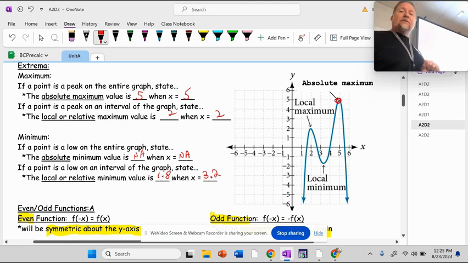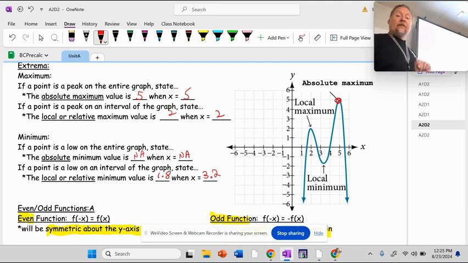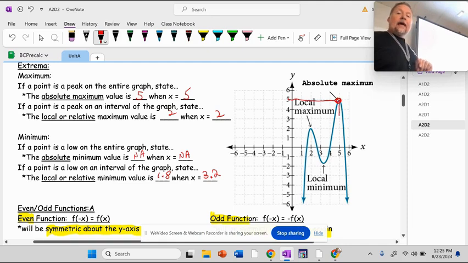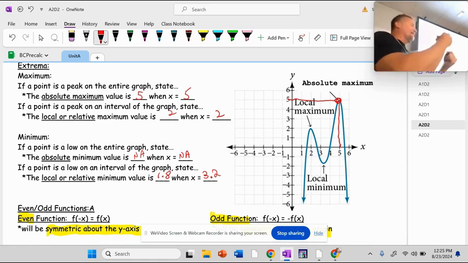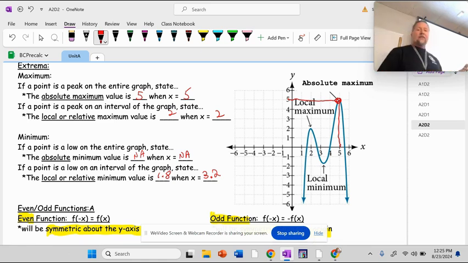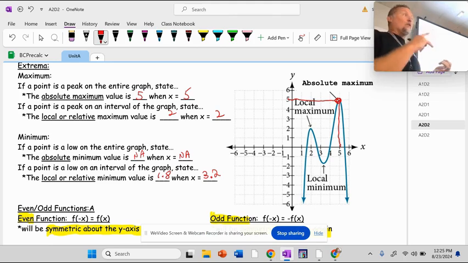This is an absolute maximum because it is the highest point overall, biggest y coordinate of that graph. It is 5 when x equals 5. Unfortunately, those are the same values, I wish there were different x and y values, but you say the y value is the max. It's located at x equals 5. I hope you remember that from last year.